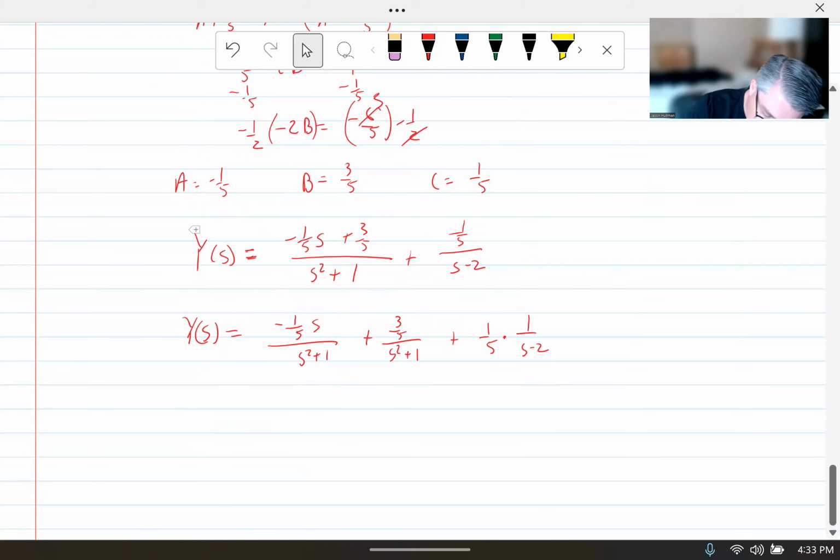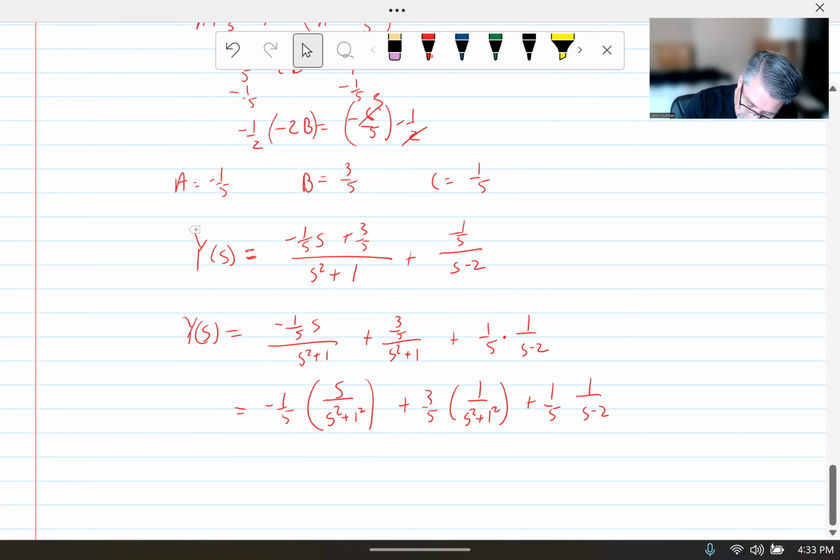Okay, so this is going to become negative 1/5 times s over s squared plus 1 squared. I'm going to write it like that. Plus 3/5 times 1 over s squared plus 1 squared plus 1/5 times 1 over s minus 2. Okay, that's y of s. And now I want to inverse Laplace transform this thing.